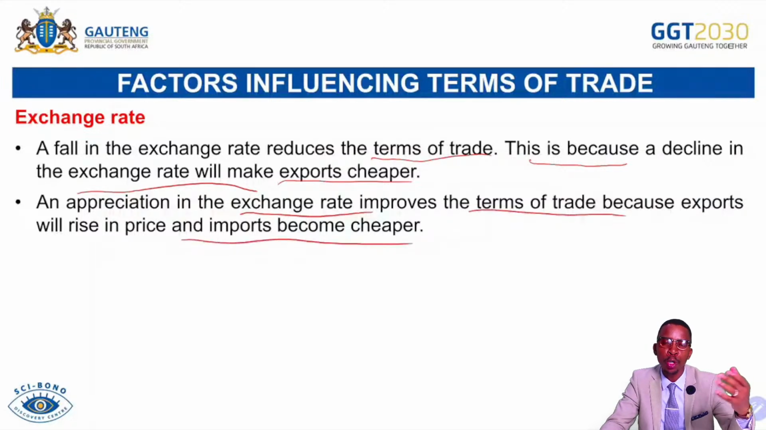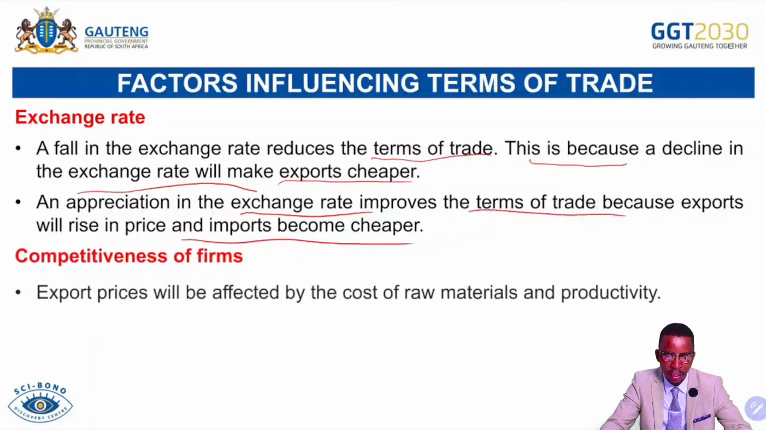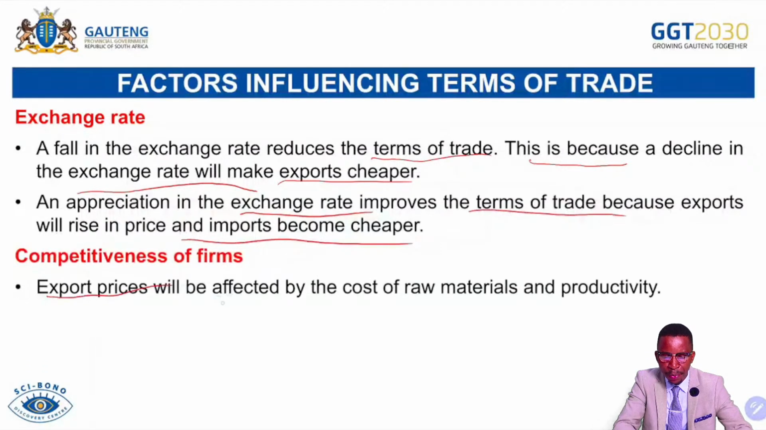So as our exports become expensive, there will be more money received for exported goods, meaning for the same expenditure, we earn more revenues or more income, which will be improving our terms of trade. Competitiveness of firms: as our firms become more competitive abroad, that can increase terms of trade. Export prices will be affected by the cost of raw materials and productivity. So it will depend. Remember, cost of raw material will affect the firm to either produce more or produce less goods and services.